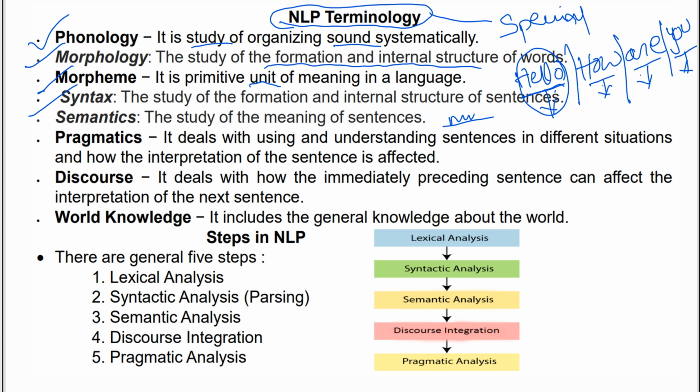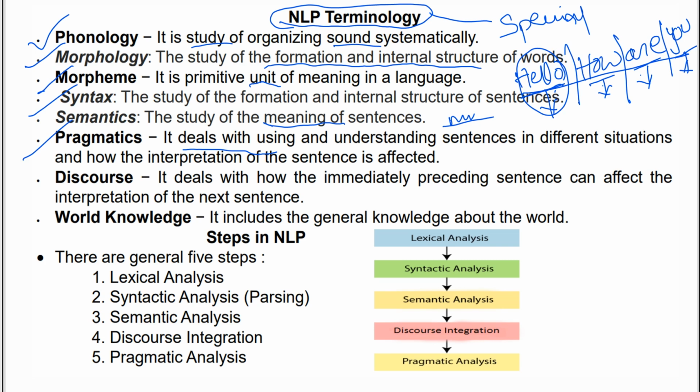Then semantics means the meaning of the sentence. Just see this one, hello, how are you? There is a meaning for that sentence, right? We are asking a query, hello, how are you? So that has a meaning. The study of the meaning of this kind of sentences is called semantics. Then pragmatics. Pragmatics means hidden information.